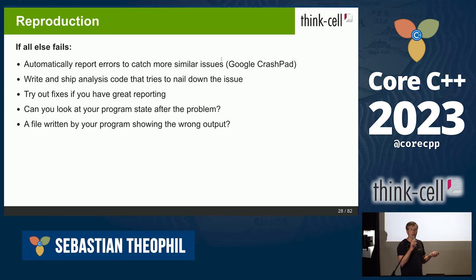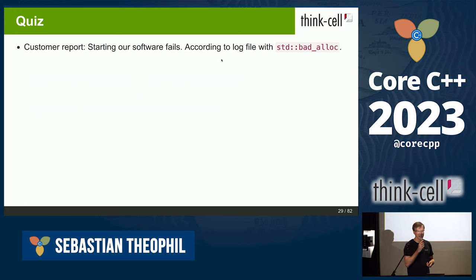And worst case, maybe you can only look at the program state after a problem appeared. Maybe there's some output that your program writes that you can analyze and then walk your way back again to what could have possibly caused that output. And that leads to our second little quiz. So we had a customer report that said starting our software failed, and according to the log file, it failed with some allocation exception.